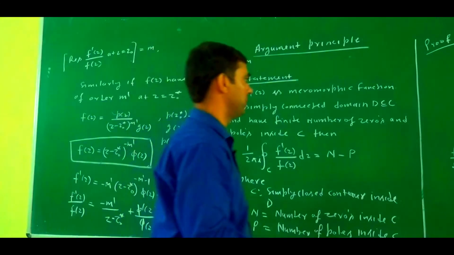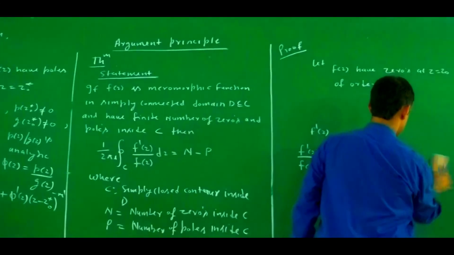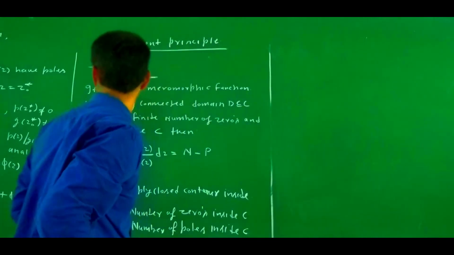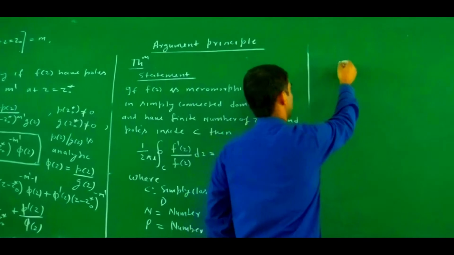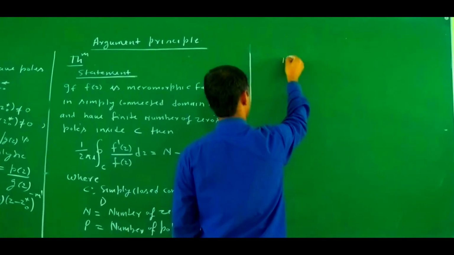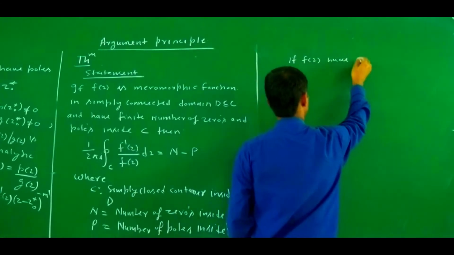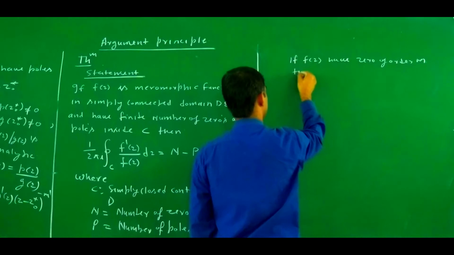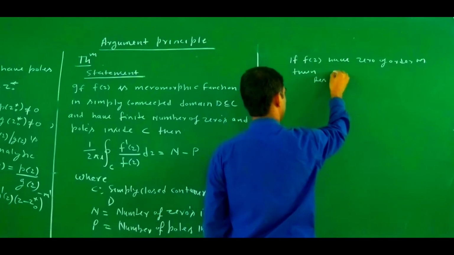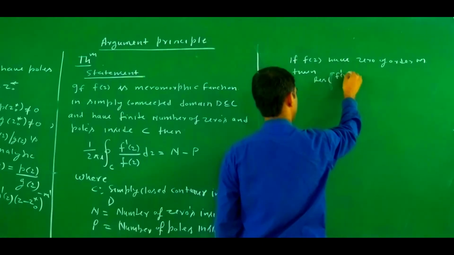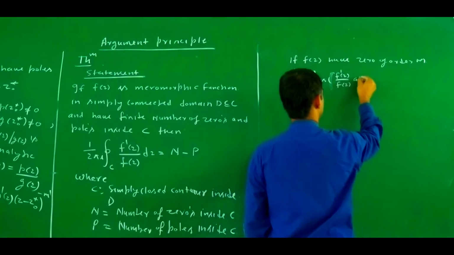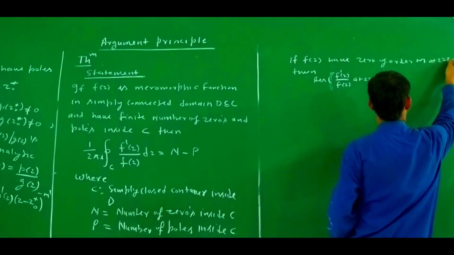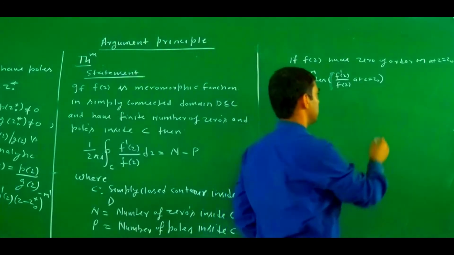If we write here, then what will happen? If f(z) has zeros of order m, then the residue of f dash z upon f(z) at z equal z0, where f(z) has a zero of order m at z equal z0, is what? The residue of f dash z upon f(z) at z equal z0 is m.